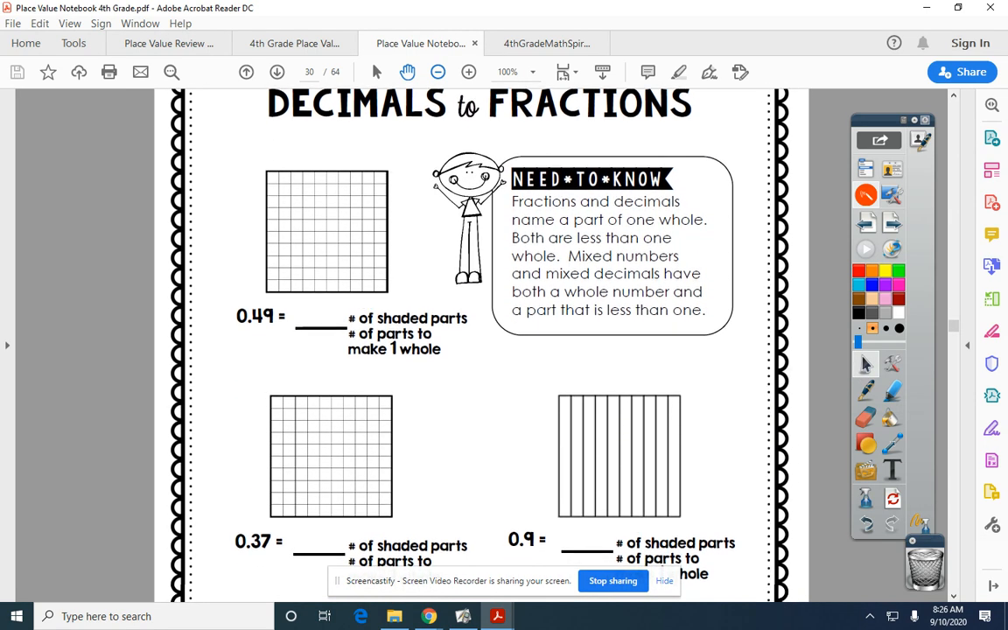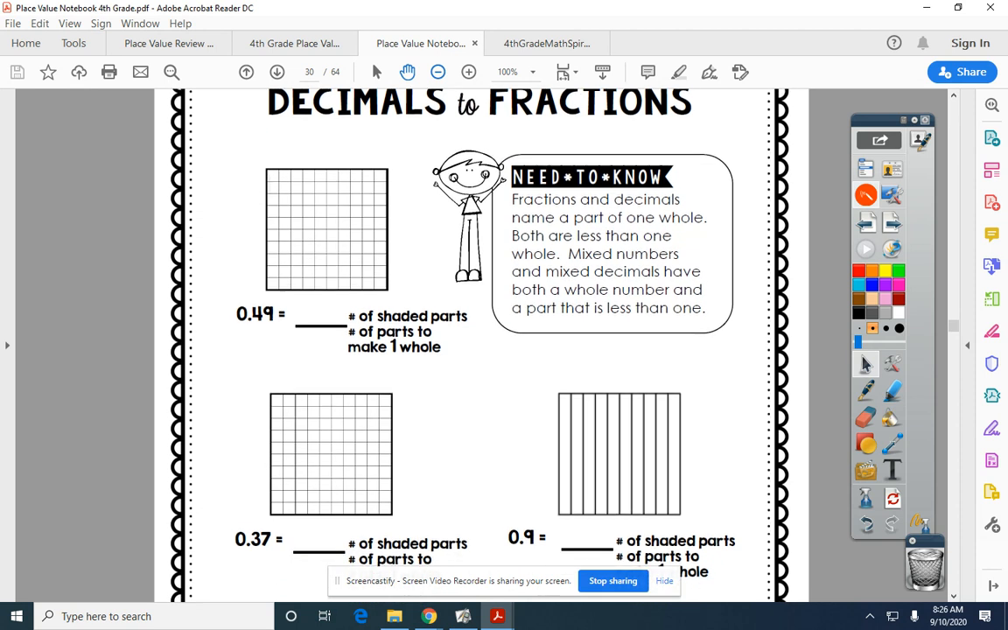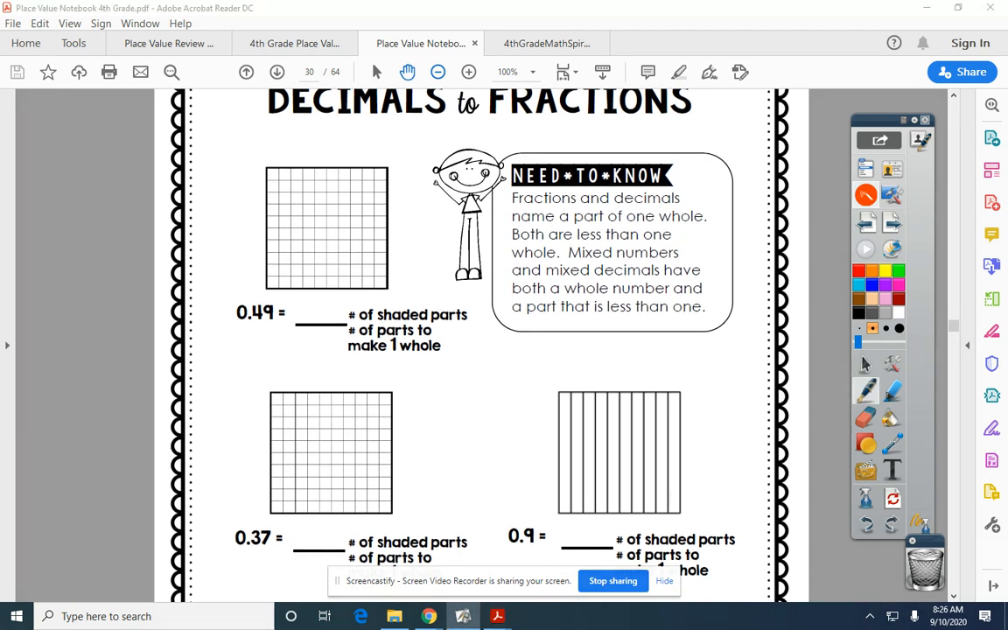Decimals to fractions. Okay. So the first thing you're going to do is take 0.49 right there and shade it. How many 10 bars should I shade on this? 4. So 4, because I have 4/10ths, right? And 9 ones, 9 hundredths pieces, right? So all in this row except for one piece.